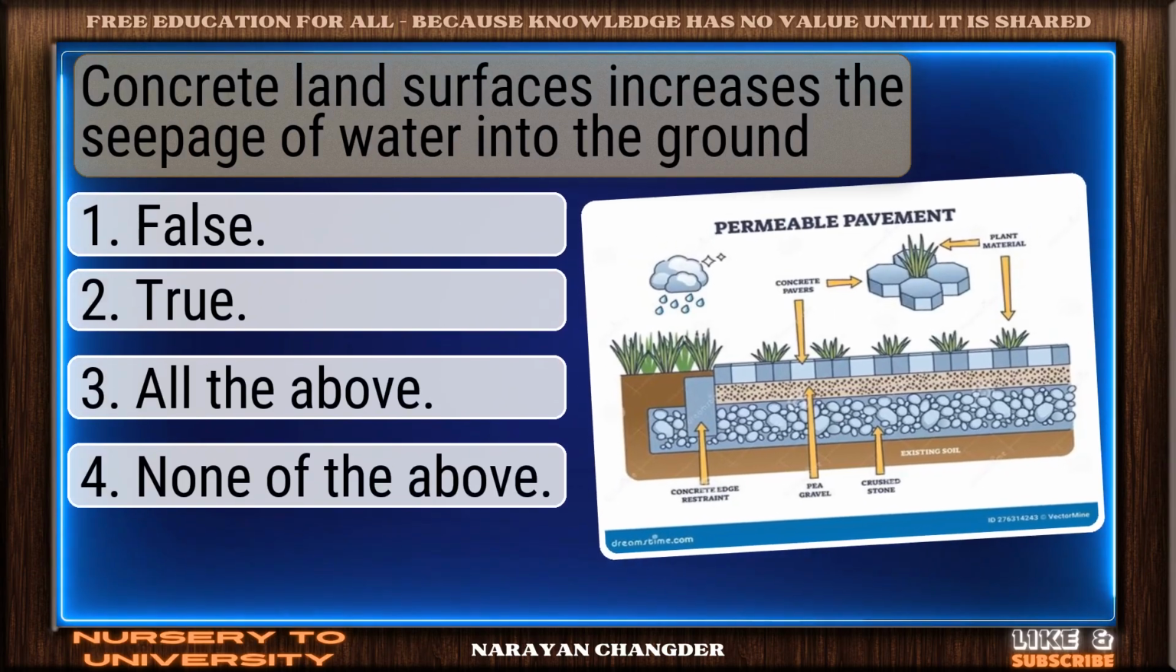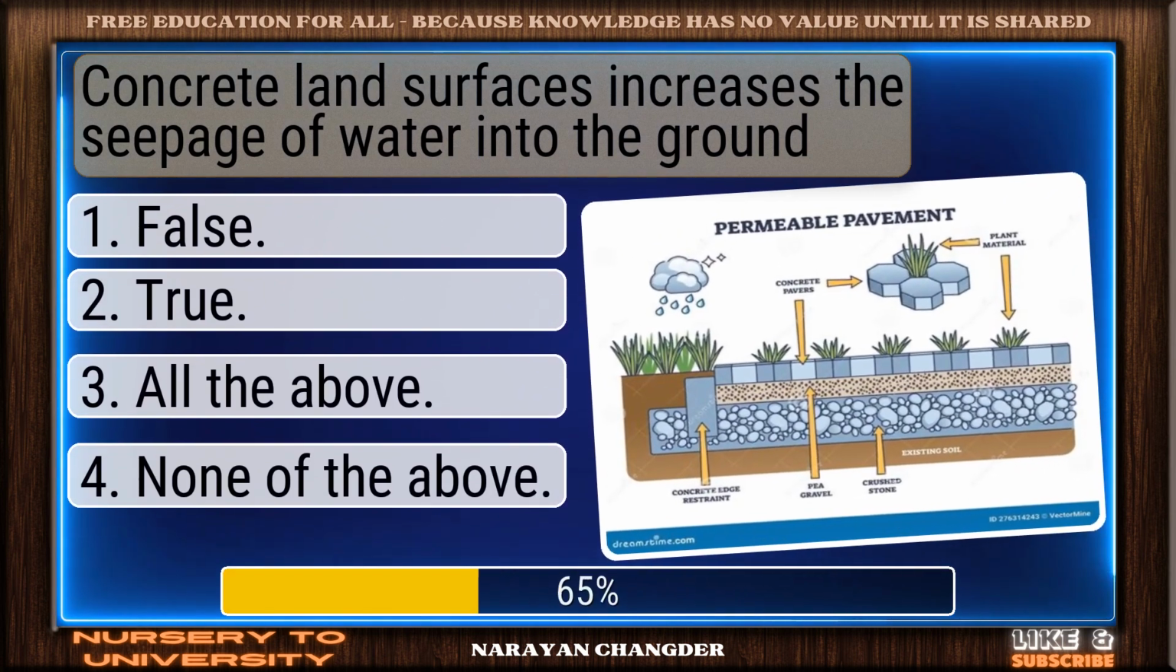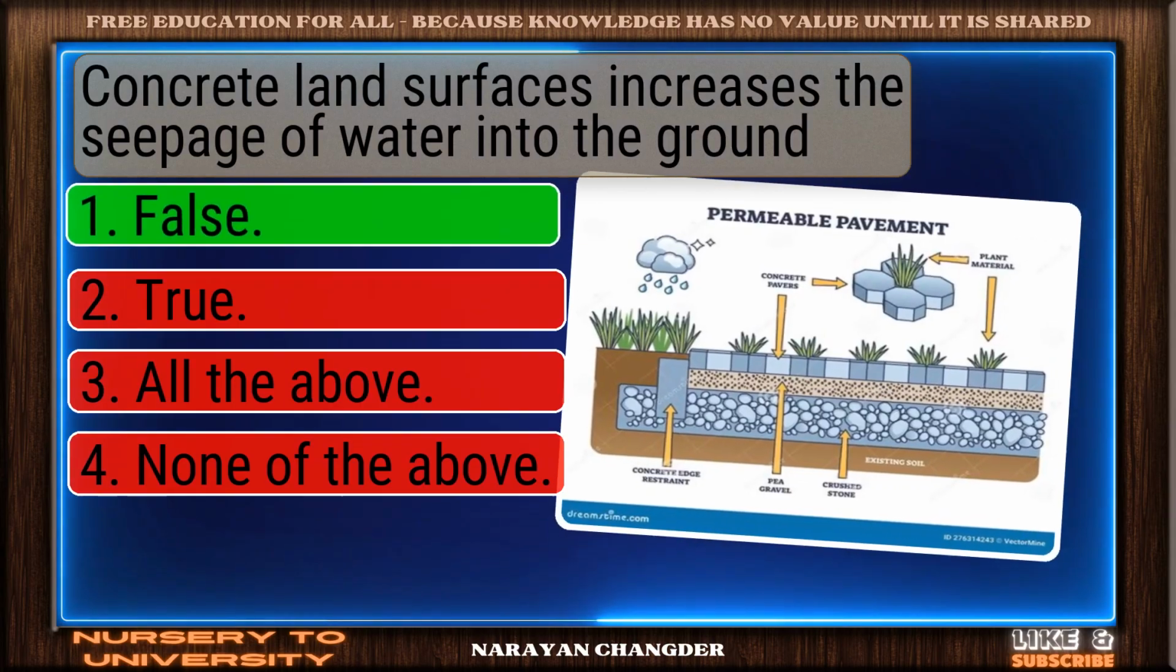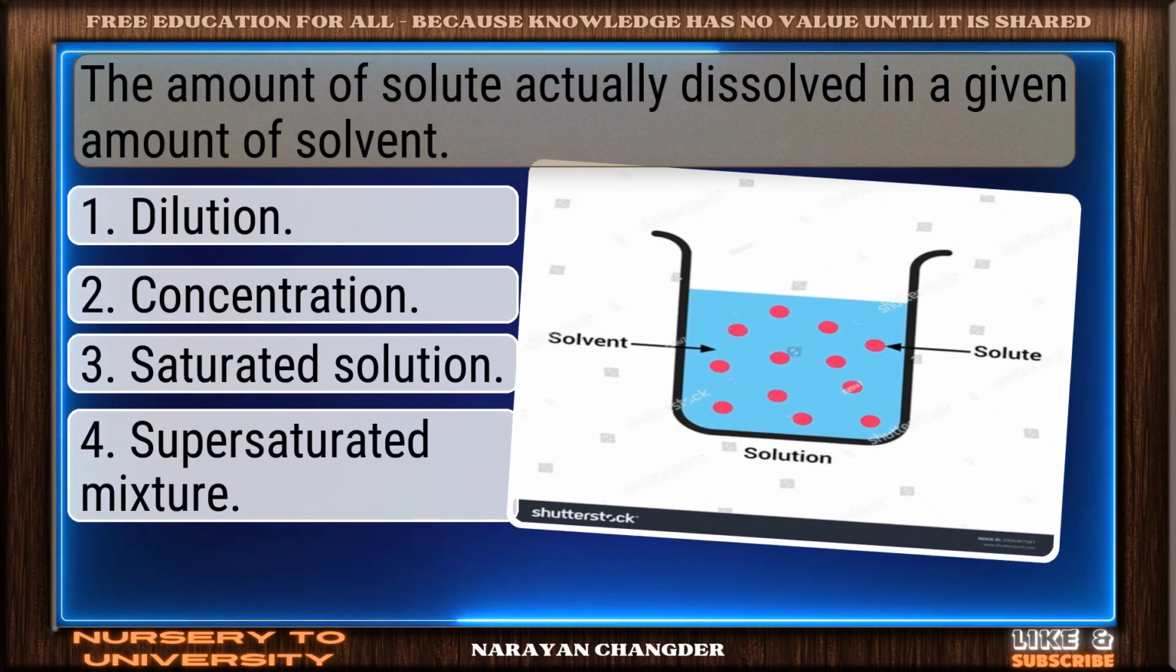Concrete land surfaces increases the seepage of water into the ground. You're right. False is the correct answer. The amount of solute actually dissolved in a given amount of solvent.